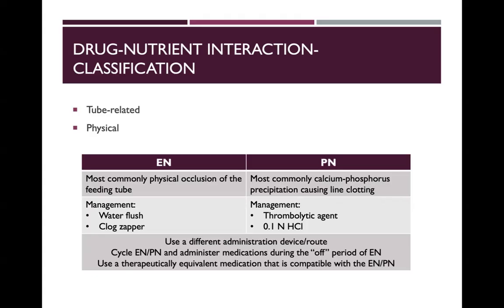There's something also called a clog zapper, which is basically a combo of digestive enzymes. So it has lipase, protease, amylase. These are combined in just one ingredient. It's not really a medication, but you inject it into the feeding tube and it eats through whatever is clogging up the tube. So these are things that you can do if you have a clog in your enteral nutrition formulation.